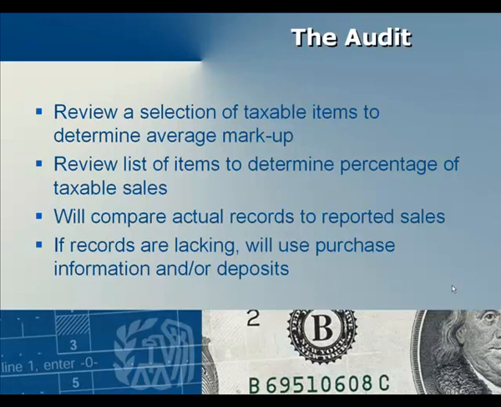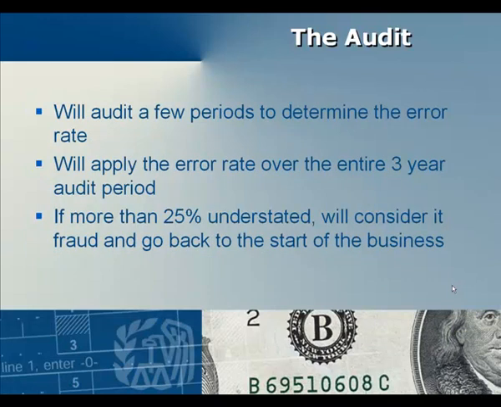Therefore, very often, if you don't have records, they're going to take the purchase information. They'll take all the vendors that they can find. They're going to take all the purchase information that they can get their hands on. They're going to come up with a markup, and they're going to basically give you a bill. All right, they're going to hit you with a 15% negligence penalty, and there will be interest compounding at 1% per month.